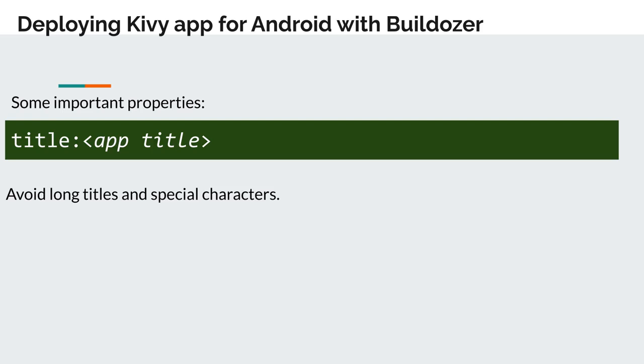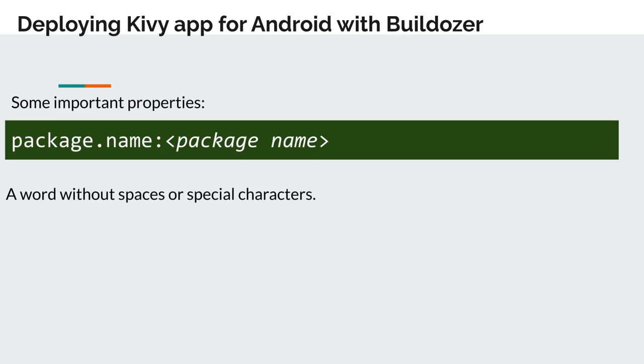In the title option, the user defines the title of the application. Avoid long titles and special characters as problems can occur on some platforms. In the option package.name, the user defines the name of the application package. It's just a single word with ASCII characters and numbers. Cannot contain special characters.